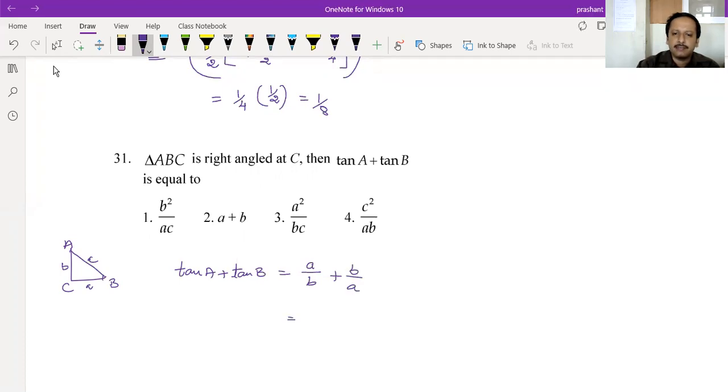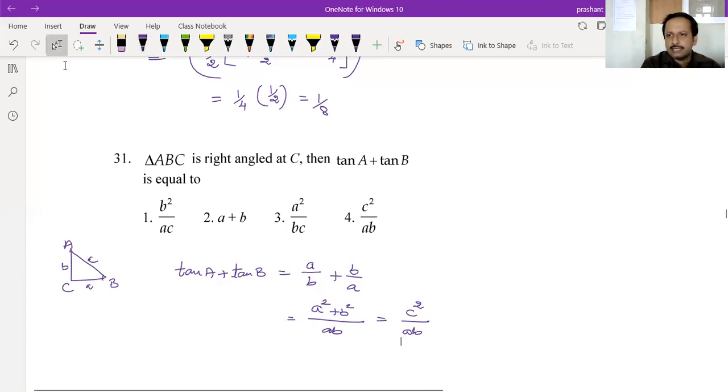Now, take LCM. LCM is ab. Numerator will be a square plus b square. This is a right angle triangle, so by Pythagoras theorem, a square plus b square is c square, divided by ab. C square by ab. Fourth option is the right answer.